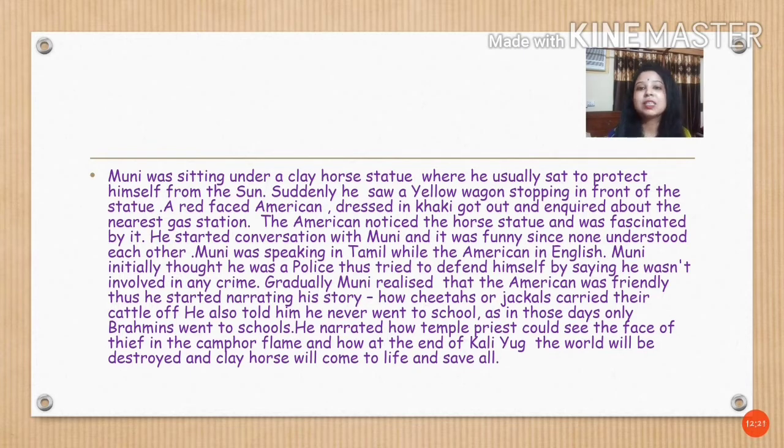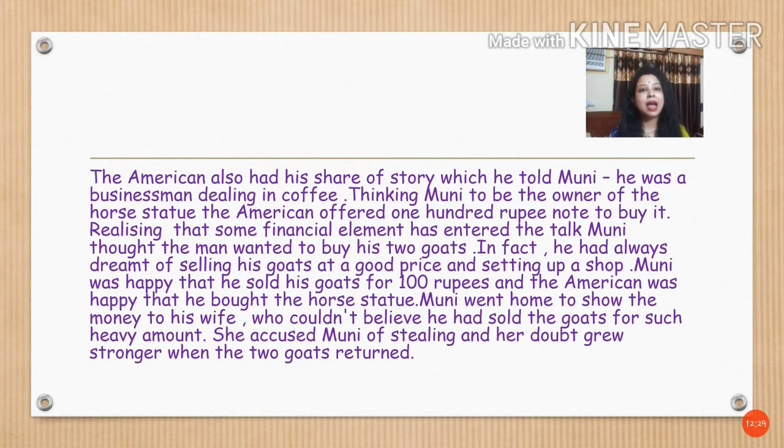And obviously, because the American could not understand Tamil, he would not understand anything that Mooney had told him, right? The American also had his share of stories which he told Mooney. Now the American also did the same. He also told his stories to Mooney. He was a businessman dealing in coffee. So he was a businessman who used to deal in coffee.